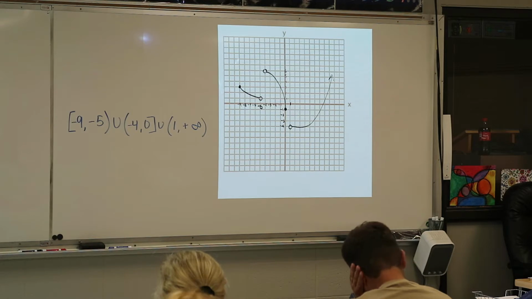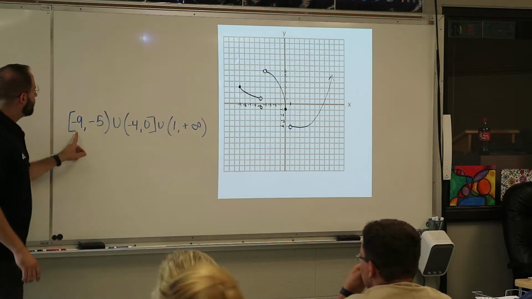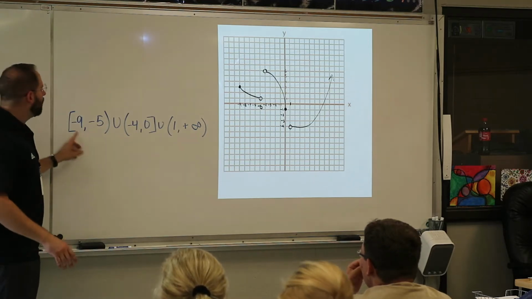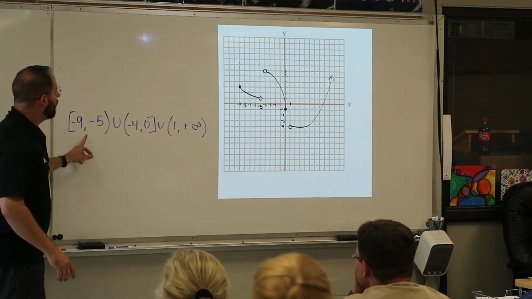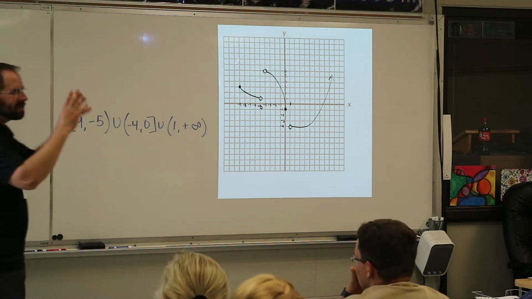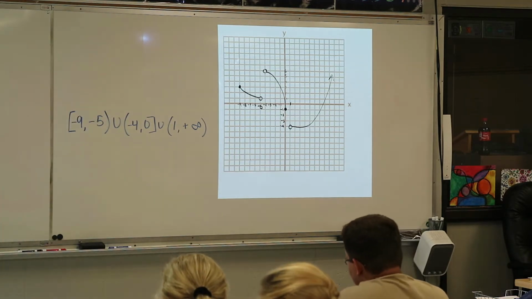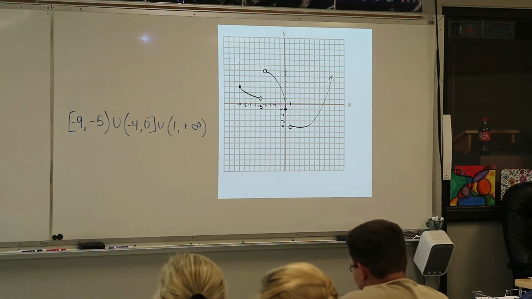stress, make sure you really understand the bracket versus parenthesis. Understand when to use it, and make sure that your number's going least to greatest, small to big, every single time when you're in there. I don't want to see a bigger number over here, okay? Because it's gonna mess everything up, and it doesn't look clean. Least to greatest.